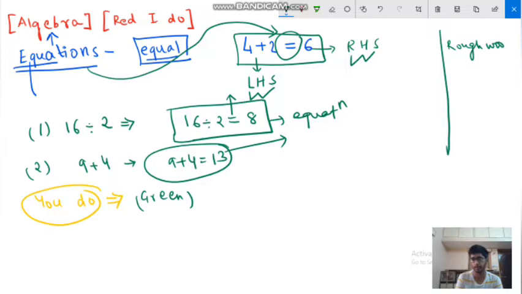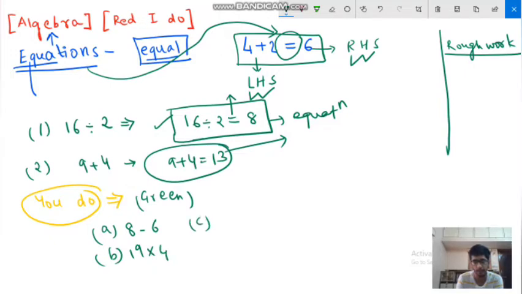Now there are some questions for you that you will be doing. The signal is green, you can write along with me. What you have to do is represent the question that I am giving in the form of an equation. First one is 8 minus 6, second one is 19 into 4, third one is 20 divided by 5.